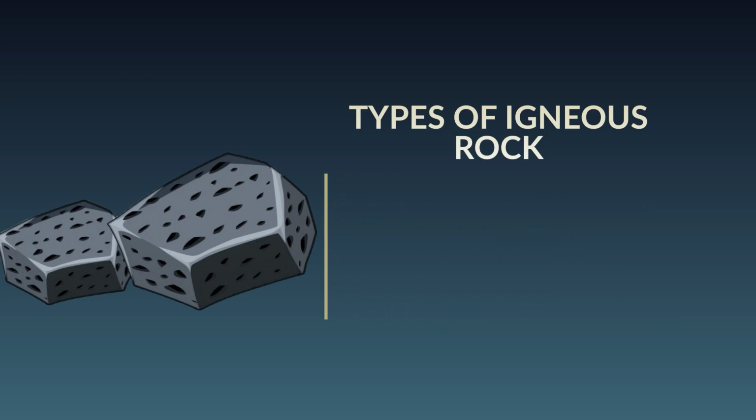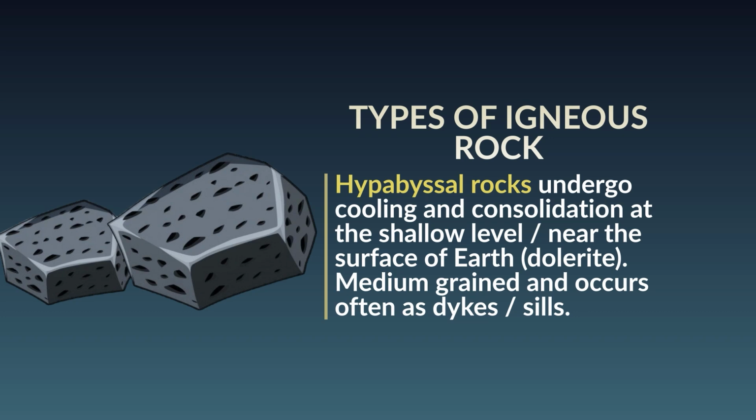Now, what are hypabyssal rocks? They are somewhat intermediate in the sense they undergo cooling and consolidation at a shallow level or near the surface of the earth. For example, the rock dolerite is an example of this. Because they are neither very deep nor coming to the surface, they are medium grained and occur often as dikes or sills.